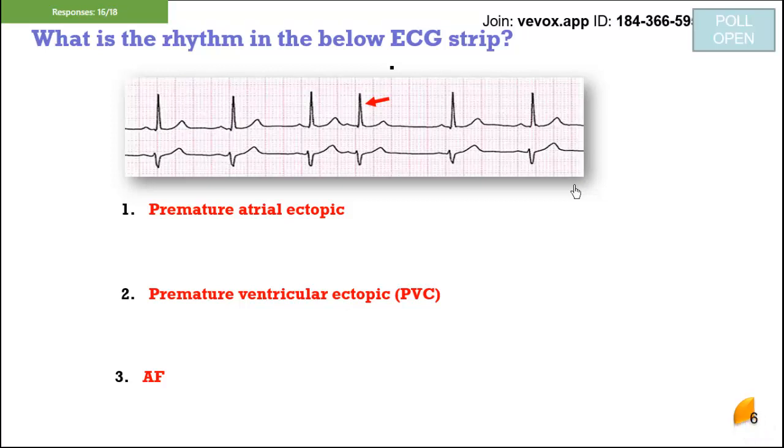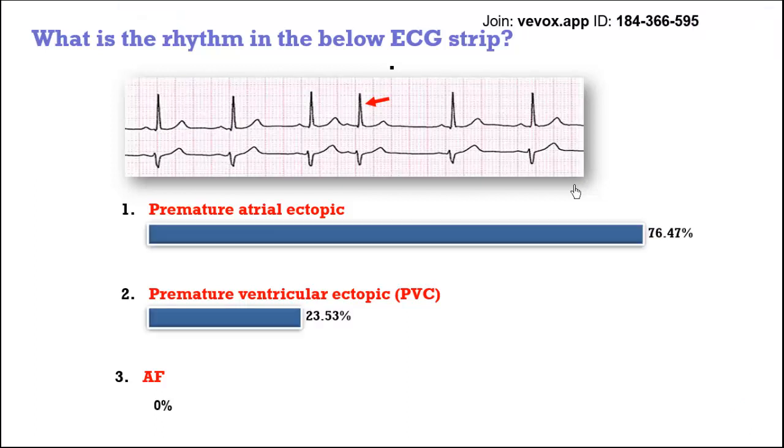So most of the answers are toward premature atrial, which is correct. Why is atrial correct? Because it's the same shape like the sinus, but it comes a little bit early. So this we call premature atrial contraction.